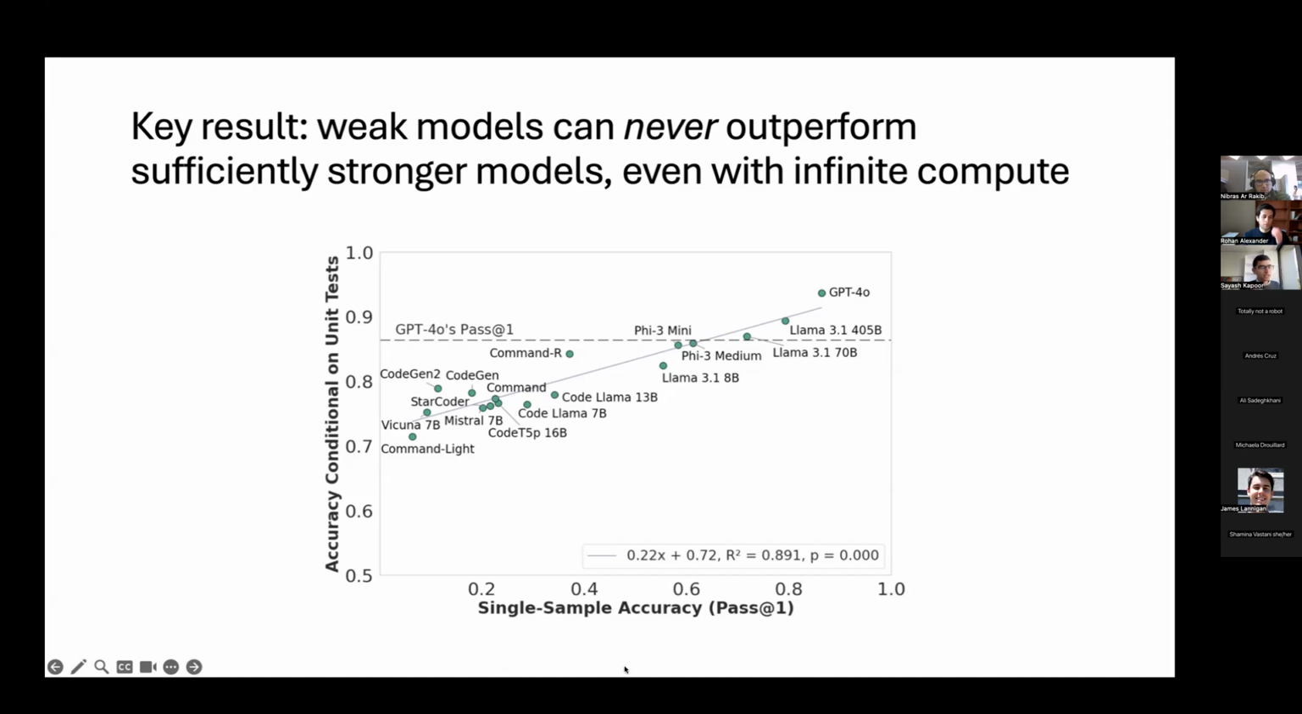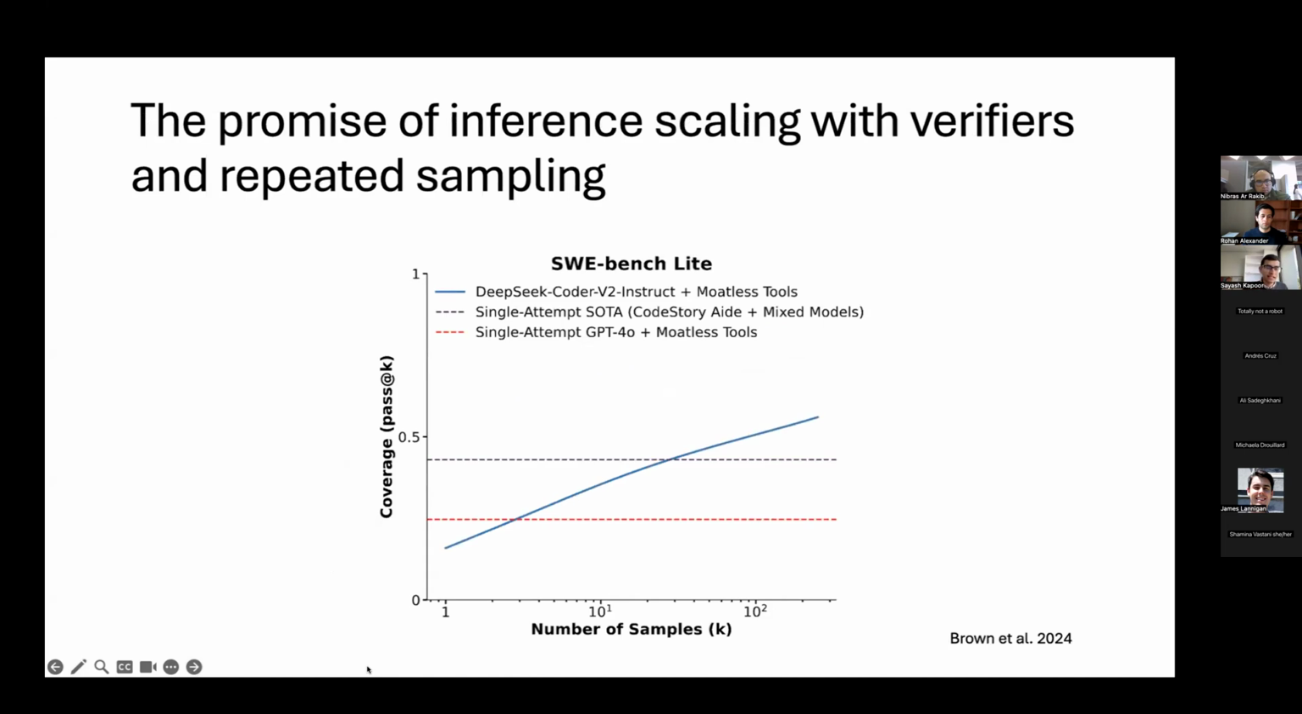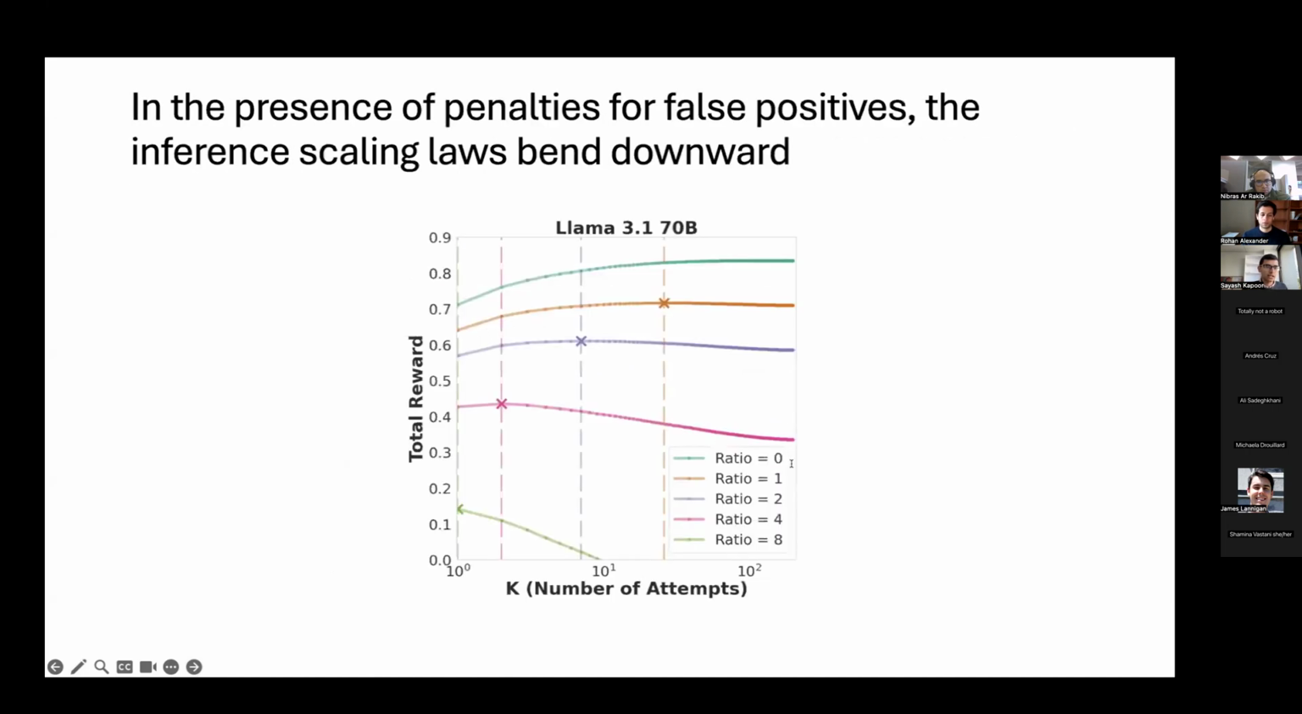This type of result becomes even stronger if we consider that in the real world, false positives have a negative cost or a penalty associated with them. So for example, the usual inference scaling laws that we see keep going up over time. But if we introduce a penalty for false positives, that is solutions that pass the unit tests but nevertheless are incorrect, that changes these inference curves significantly. In fact, this is what they look like.